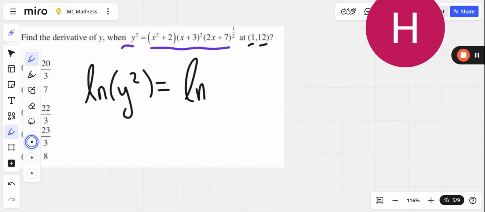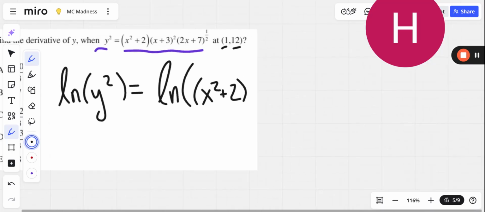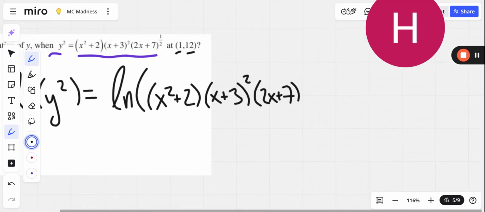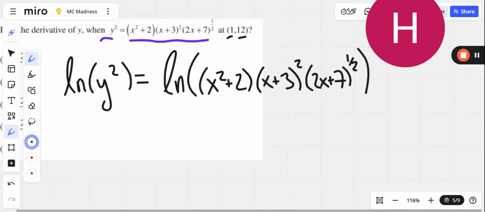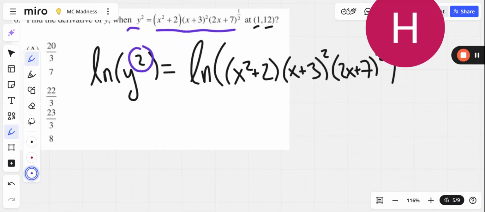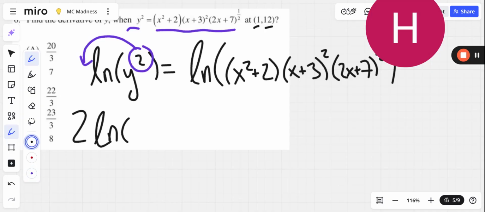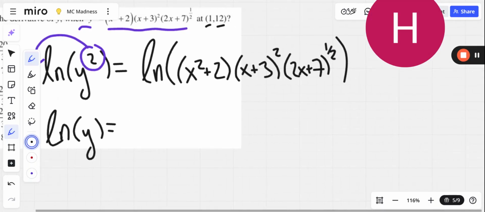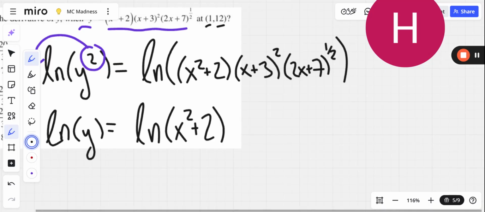And remember that a logarithm of a product can be broken up. We can also make use of the power property of logarithms. So any exponents that are on these terms, they're really going to sort of go away, right? So this 2 is going to go in front. And we're going to have 2 ln of y equals, let's break this up, ln of x squared plus 2 plus, we can use the power property on that to say 2 ln of x plus 3.